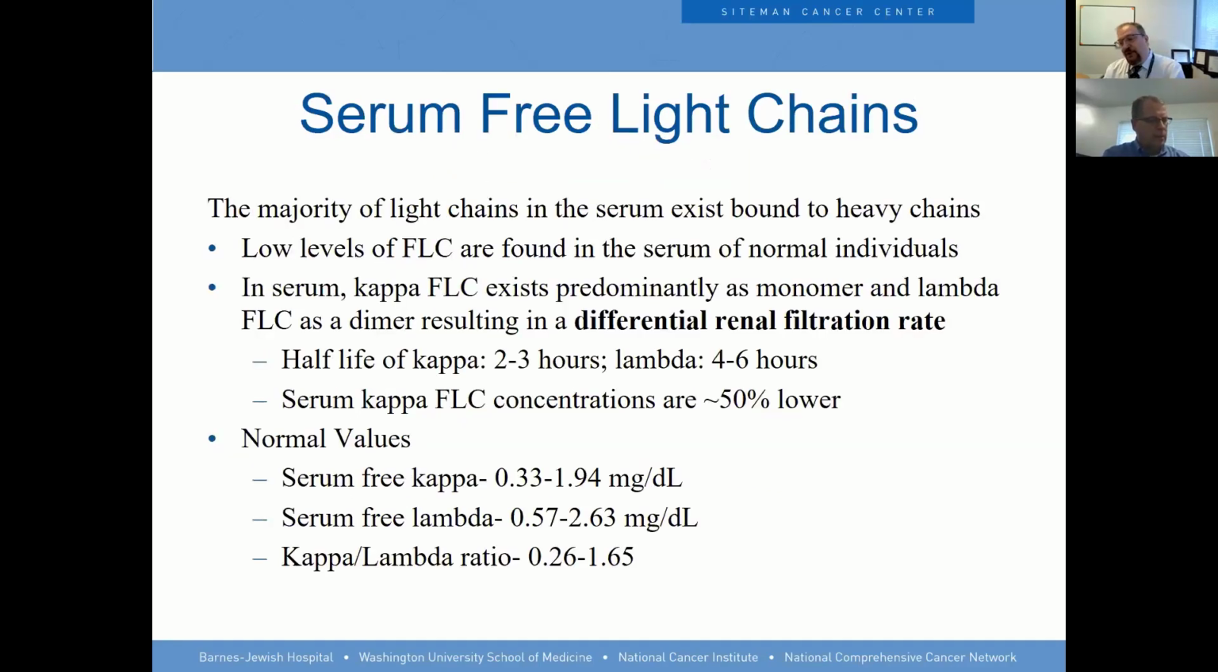The other test that became very important and really made a big impact on our ability to diagnose and follow patients with amyloidosis is the serum free light chain test.